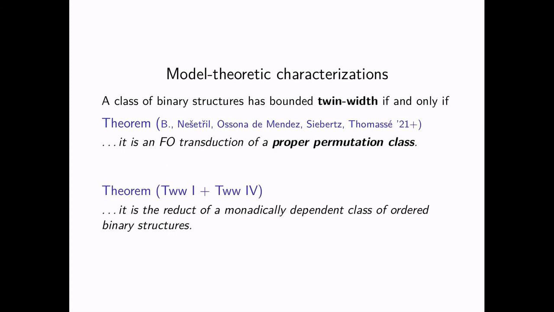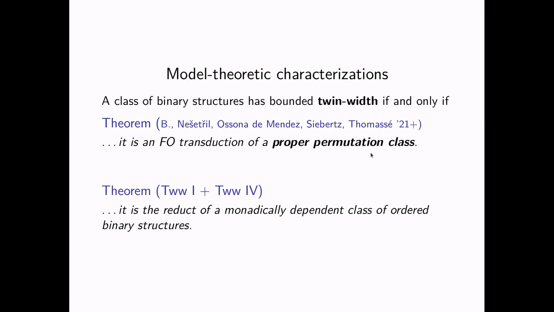And if you put the results of the previous slide and some observations in the first paper of the series, you get that bounded twin-width corresponds to reducts of monadically dependent classes of ordered binary structures. So let's try to unpack that.